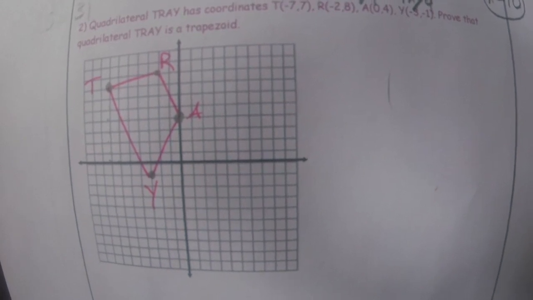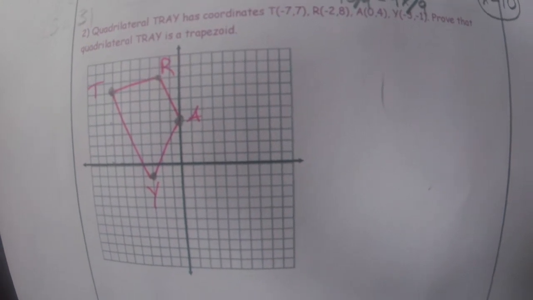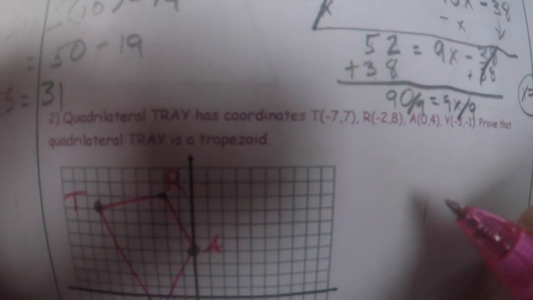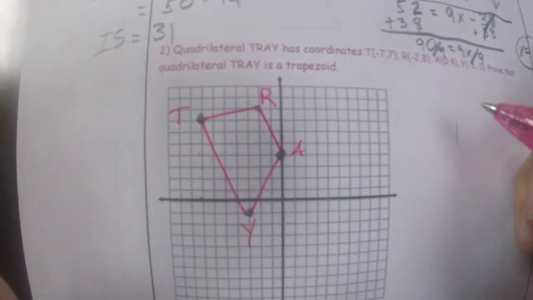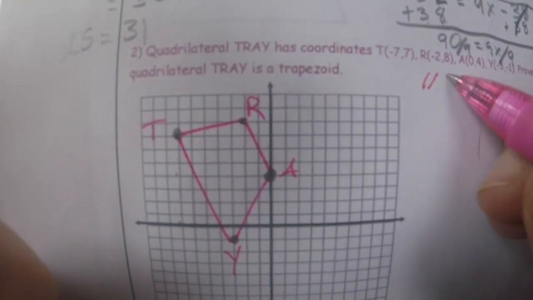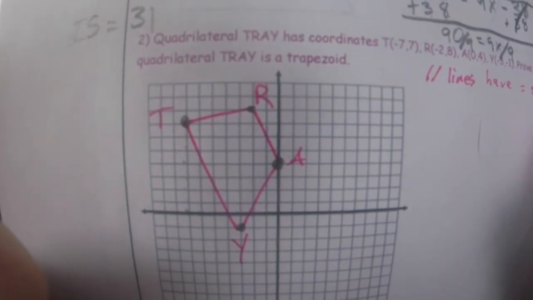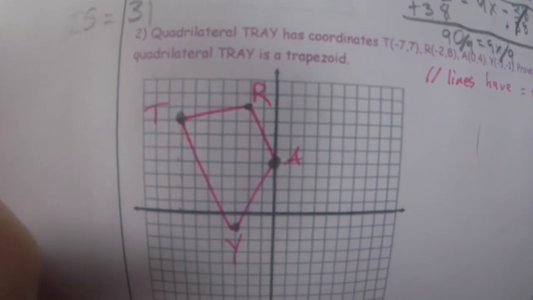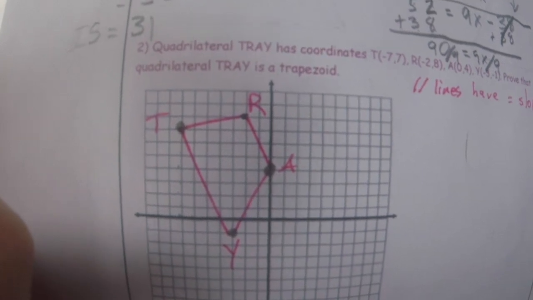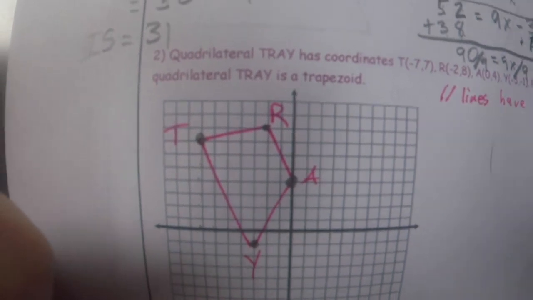How do I prove that 2 line segments or 2 lines in the coordinate plane are parallel? Well, if you were thinking that parallel lines have equal slopes, that would be absolutely correct. So, I know for a fact that parallel lines have equal slopes. So if I can show that 2 of these lines have the same exact slope, then this is definitely a trapezoid.